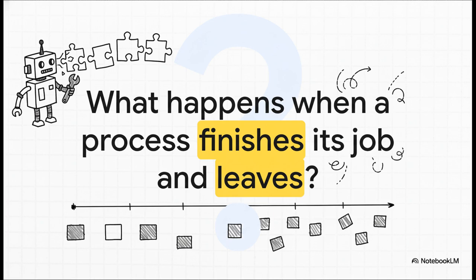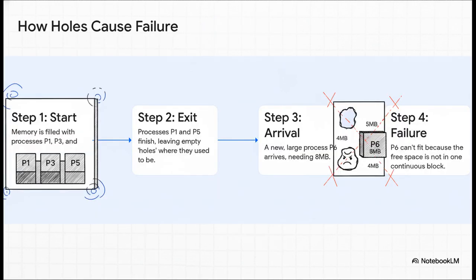So it all sounds great, but here's the question you have to ask. What happens when one of those custom-cut slices of memory isn't needed anymore? What happens when a program closes? Well, it leaves behind a hole. Okay, just watch this sequence. We start out with a few processes running happily. Then, a couple of them finish their work and leave. And when they go, they create these empty gaps in memory.